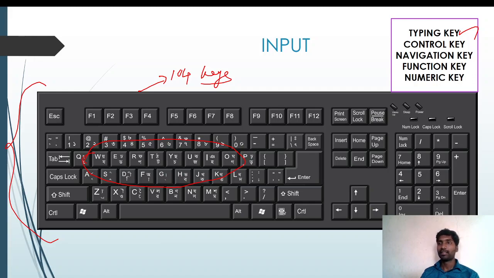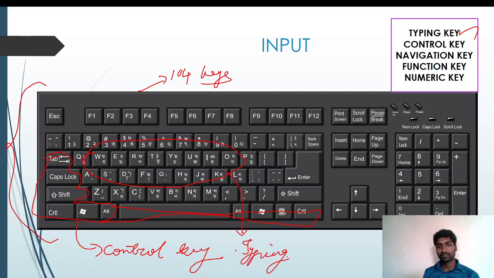Next is a control key. Control key means what? Tab, caps, this space bar, all this will come in a control key. This is a control key, and this is a typing key.